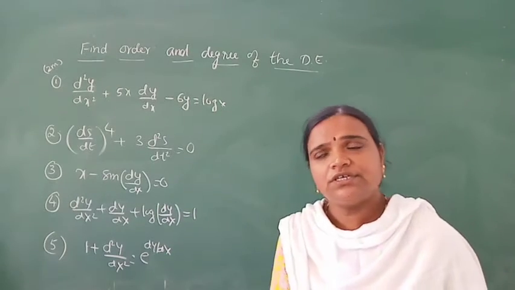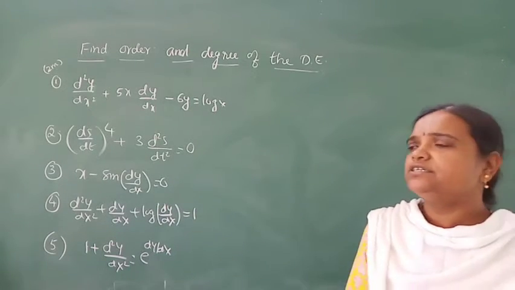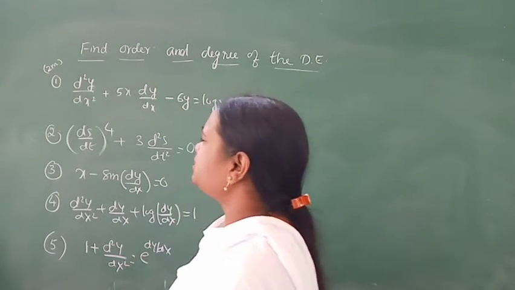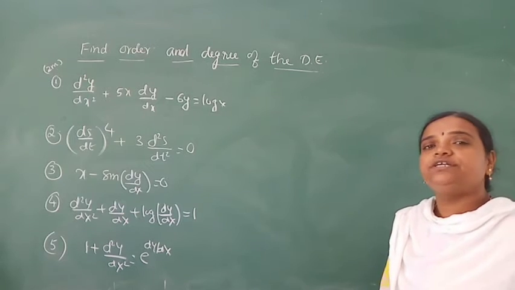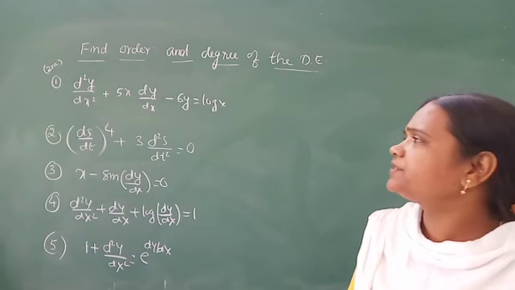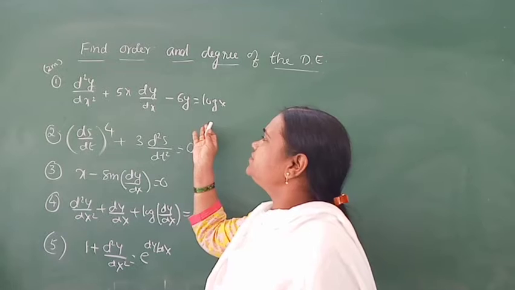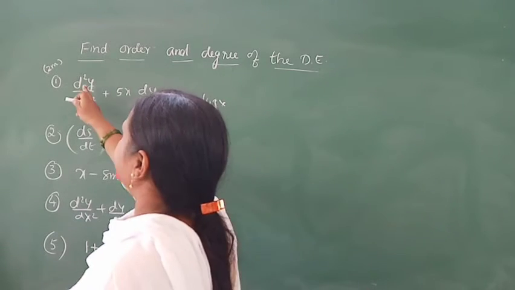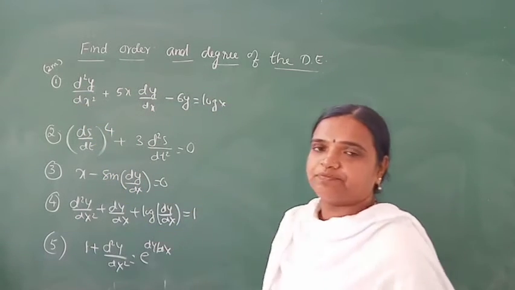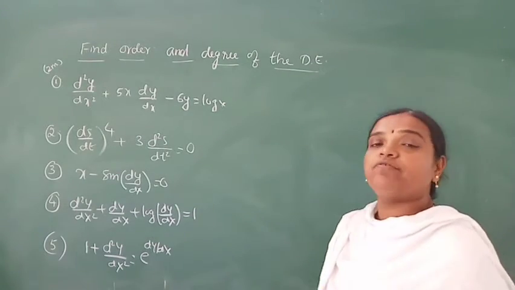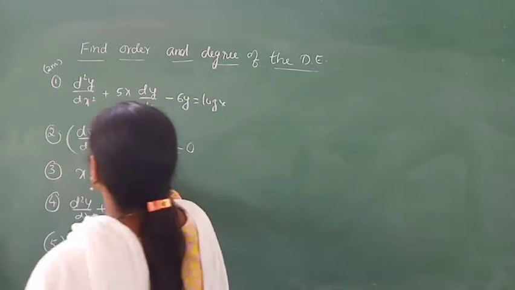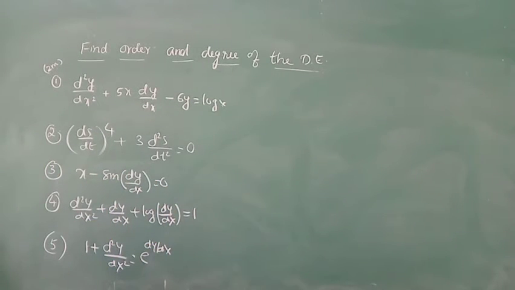The order of the differential equation is defined as the highest order derivative in the given differential equation. That one we consider as the order of the differential equation. In this equation, which one is the highest order? d2y by dx. Okay, next, the degree of the differential equation: the power of the highest order derivative occurring in the differential equation. We call it the degree of the differential equation.